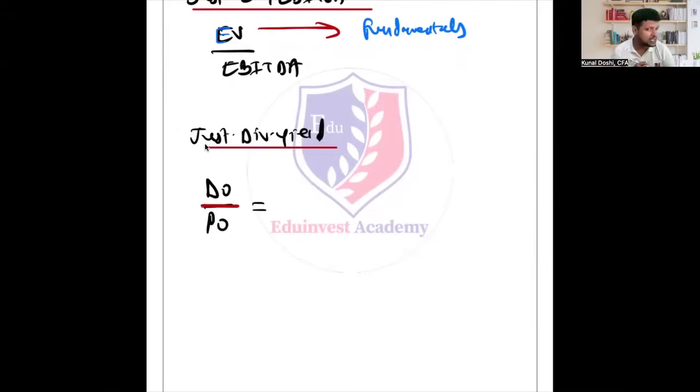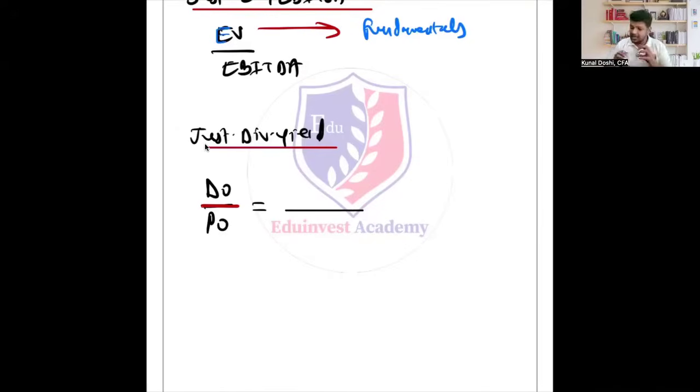Dividend over price. Price formula, we know. What is the price formula? Price is, we did, dividend over R minus G, or cost of equity minus growth rate. So if you look at dividend yield, the price is simply D1 over R minus G, right? Or cost of equity minus growth rate.